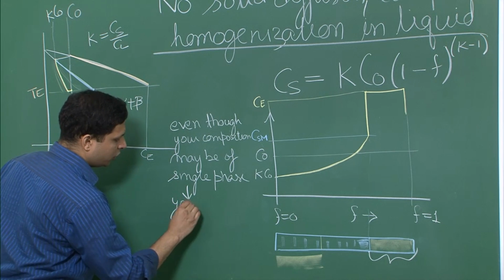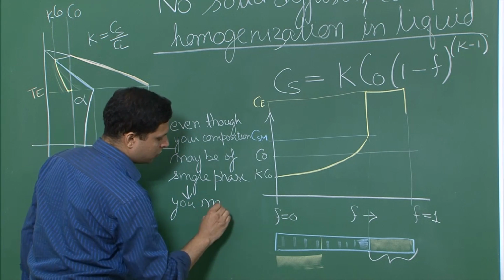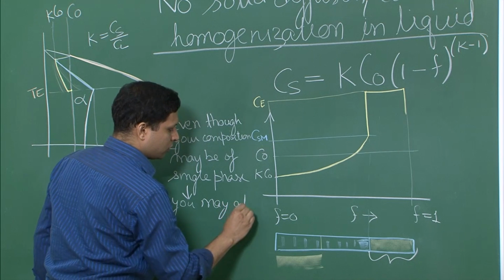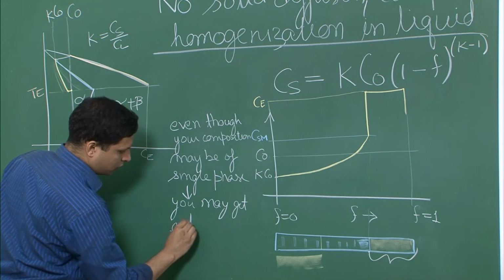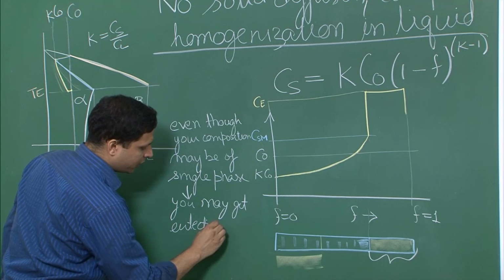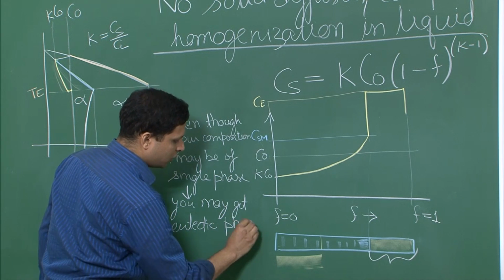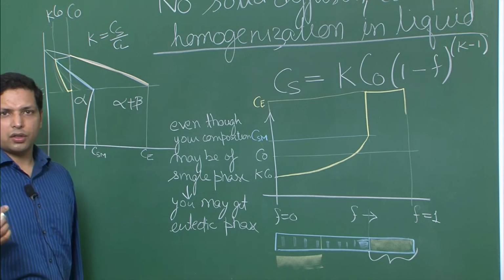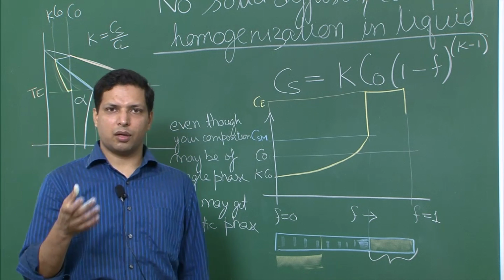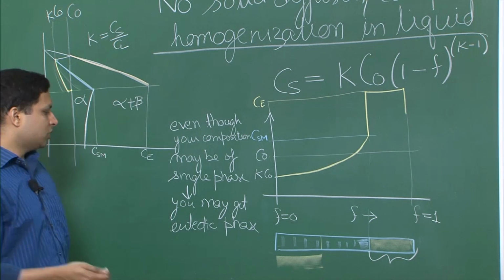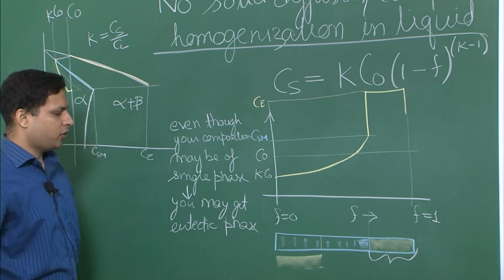you may get eutectic phase. I am calling eutectic a phase because usually it comes out together, the two different phases come out together as a lamella.